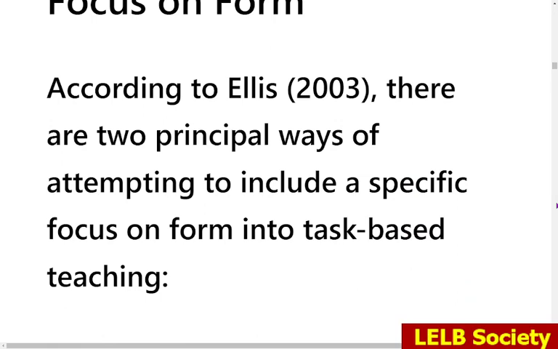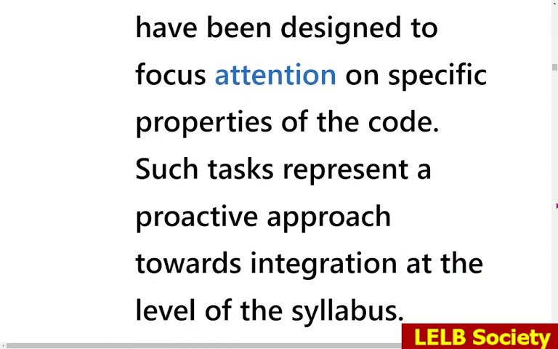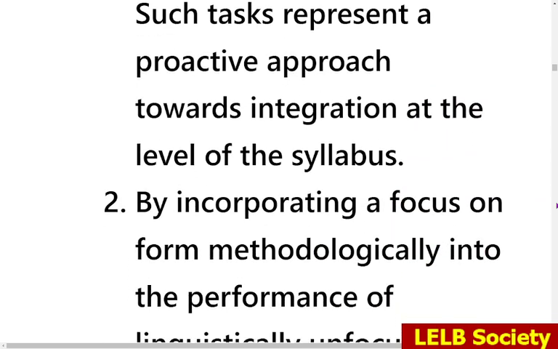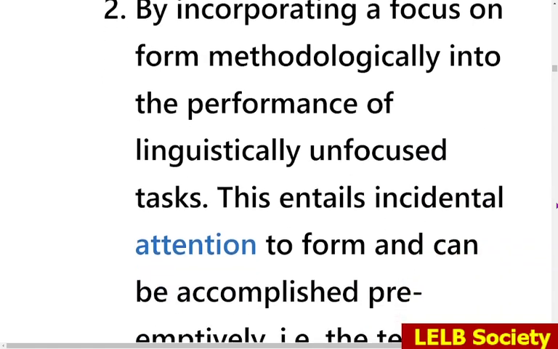Focus on form. According to Ellis, 2003, there are two principal ways of attempting to include a specific focus on form into task-based teaching. 1. By means of tasks that have been designed to focus attention on specific properties of the code. Such tasks represent a proactive approach towards integration at the level of the syllabus. 2. By incorporating a focus on form methodologically into the performance of linguistically unfocused tasks.